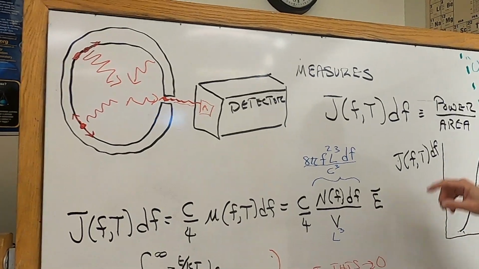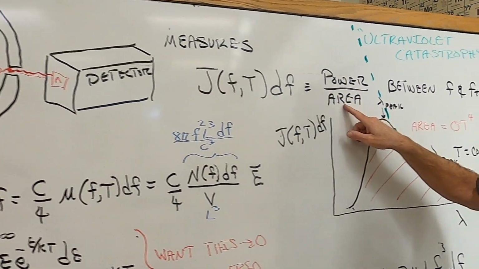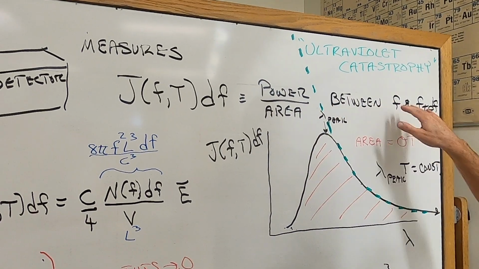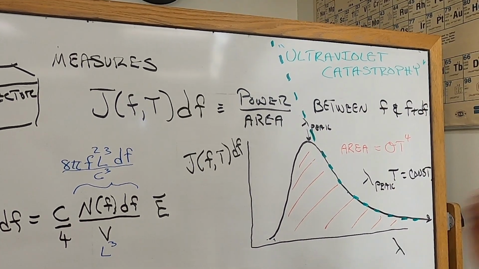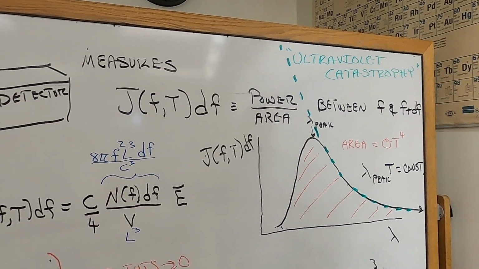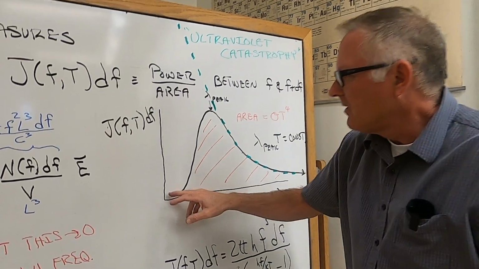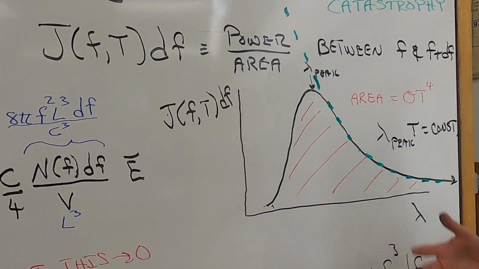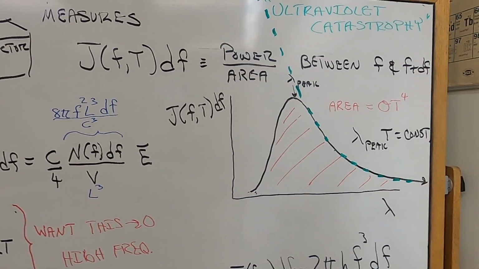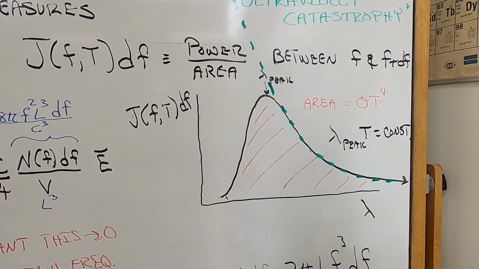And what does it measure? It measures the power, how much energy per second is going in there, between f and f plus df, within a little infinitesimal frequency range. Now, the answer, when they measure this, looks something like this. I'm plotting it versus wavelength, but we know wavelength times frequency is the speed of light. And so you get a curve that looks like this.